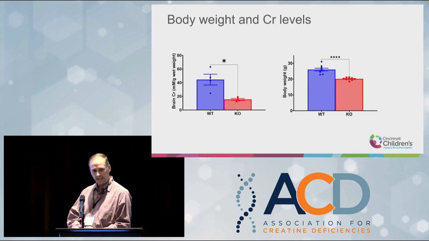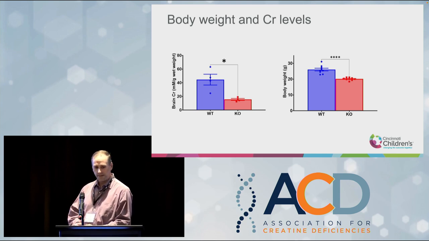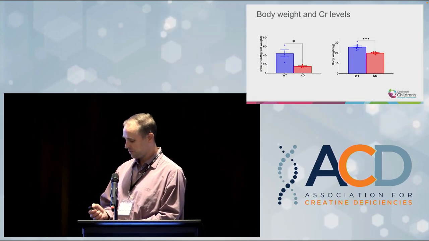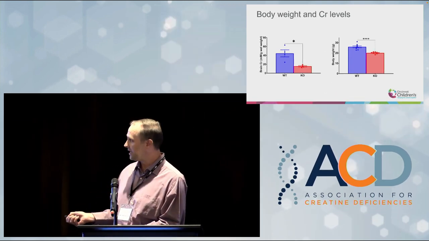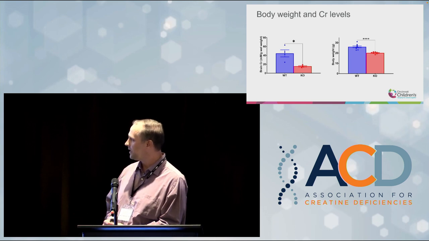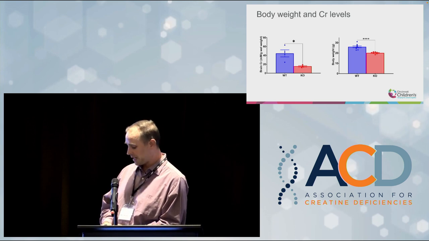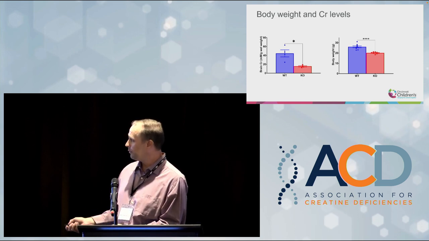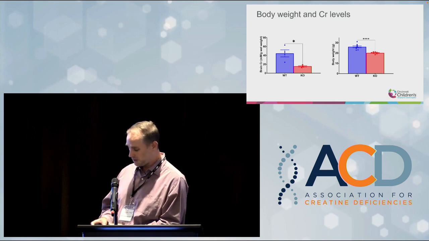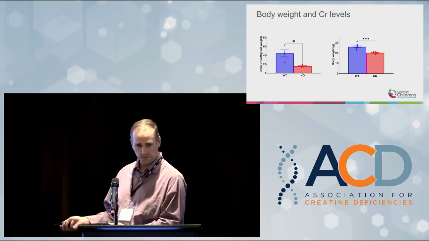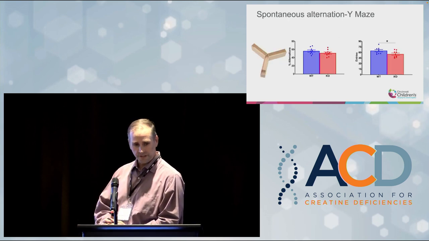So this is the data with the body weight and creatine levels. If you look on this side first, you can see that the knockout mice weigh less than their wild type counterparts. This is pretty consistent with every model of creatine transporter knockout mice, where you have this body weight reduction that, based on our previous data, is likely due to hypotonia, the loss of muscle tissue in the mice. And when we measure brain creatine levels in the first behavioral cohort, we have a significant reduction in brain creatine levels as well. So we have the physical hallmarks of our previous models.